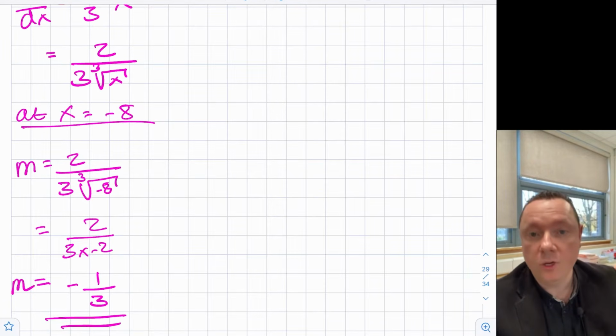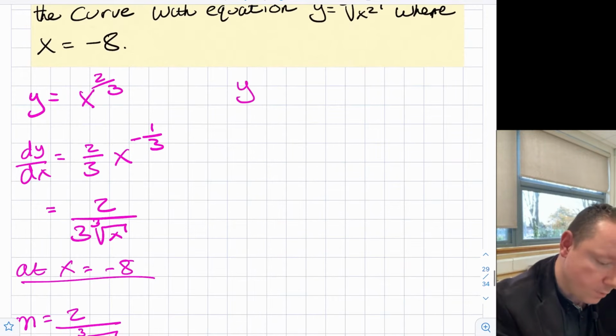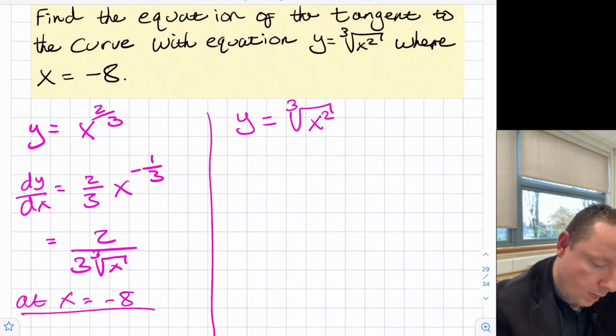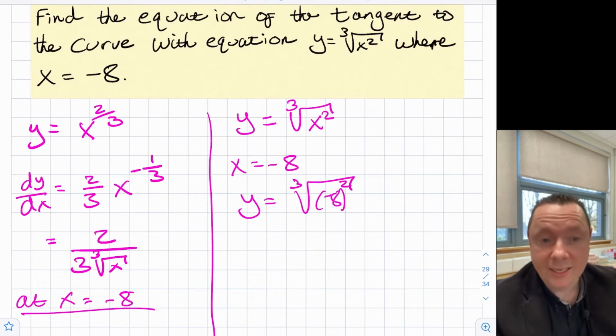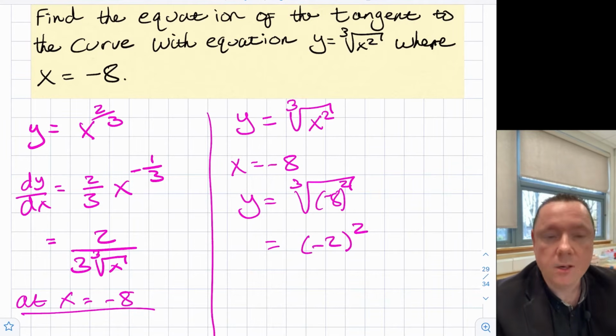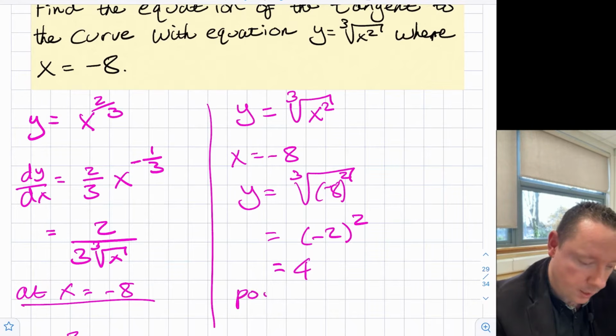We now need to find our point, remember, as well. So we need to substitute into y. So going back up, remember y was equal to the cube root of x squared. So at x equal to minus 8, y equals the cube root of minus 8, squared. Cube root of minus 8 is minus 2, so that equals minus 2 squared, which is 4. So our point is simply minus 8 and 4.